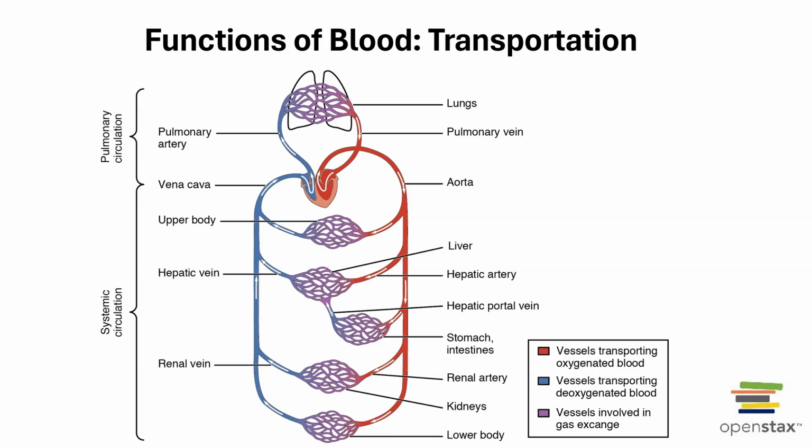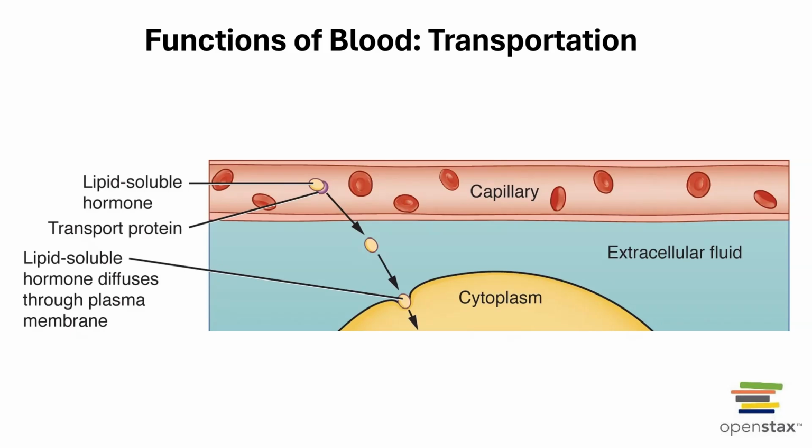In addition, blood transports nutrients absorbed from the digestive system to cells throughout the body. Another important transportation function of blood is carrying hormones from endocrine glands to target cells, where they regulate cellular function.